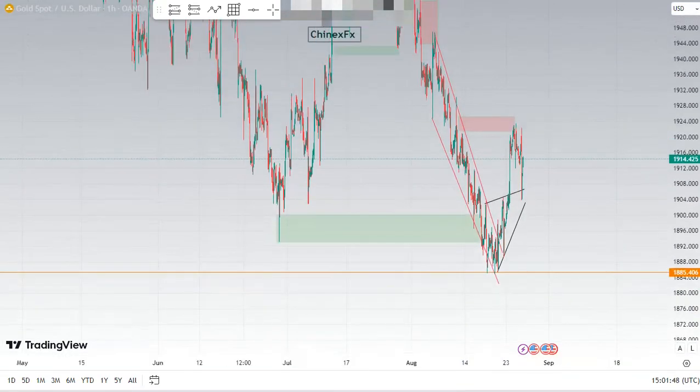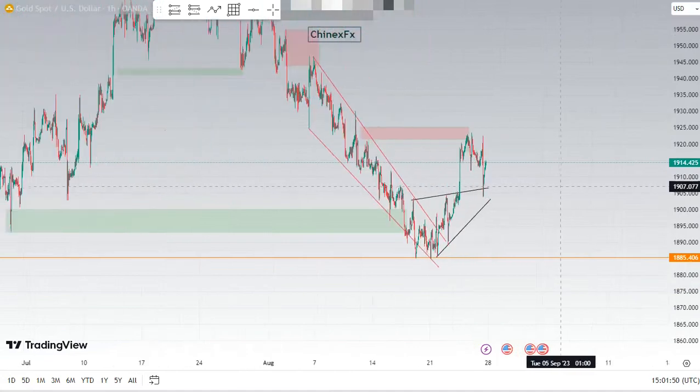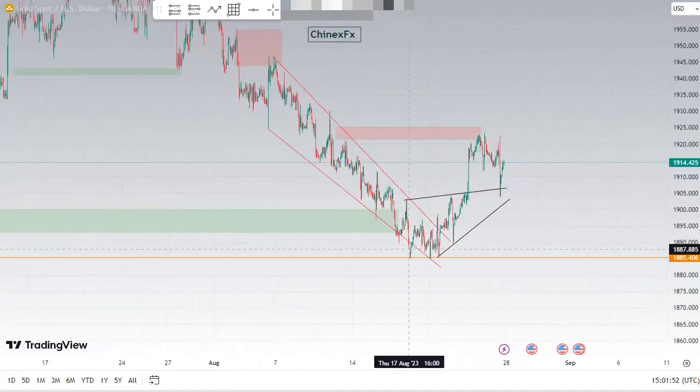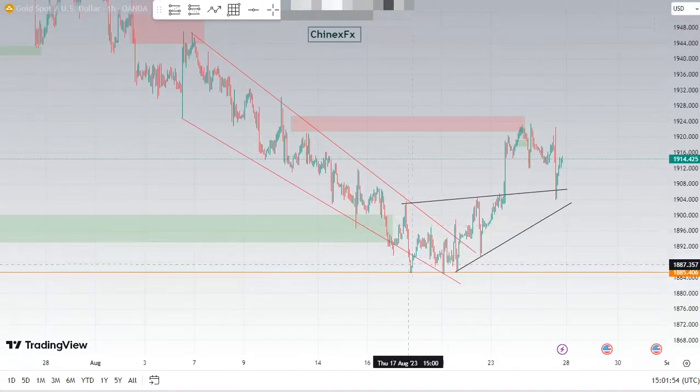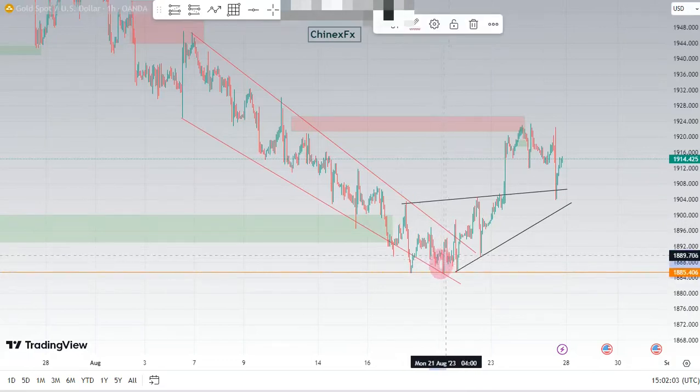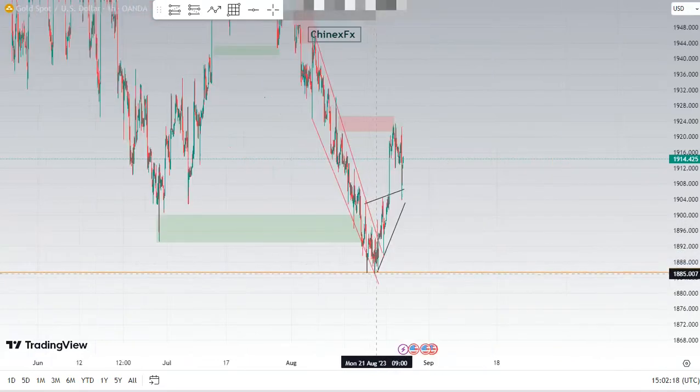Okay guys, so this is gold, and what did we analyze last week for gold? I remember last week this was where price opened, and price closed around this area here. So this was where price closed. I told you guys we had a very strong support and resistance line at this point.